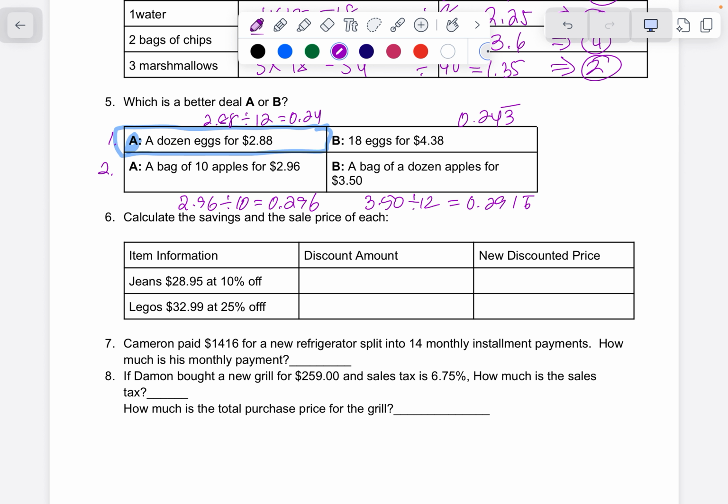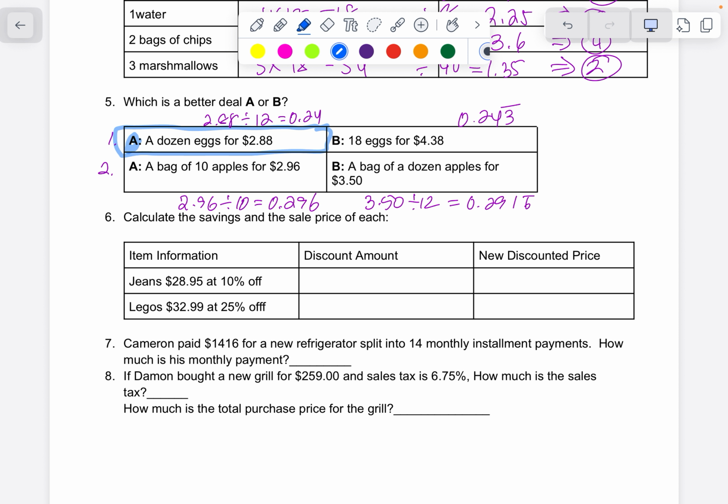Which one's smaller? You have to look for where they first become different. So the 6 and the 1 is where they become different. 6 is more than 1. So that's where you want to pick out the better deal. In this case, our better deal is B.